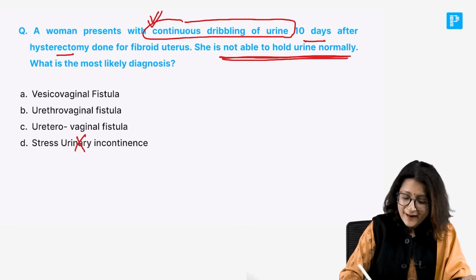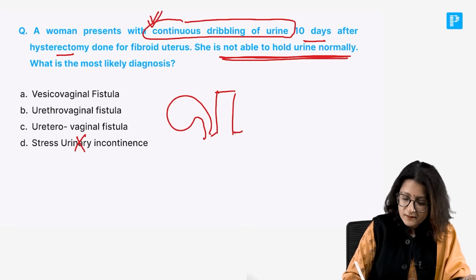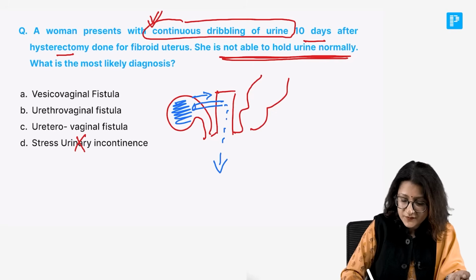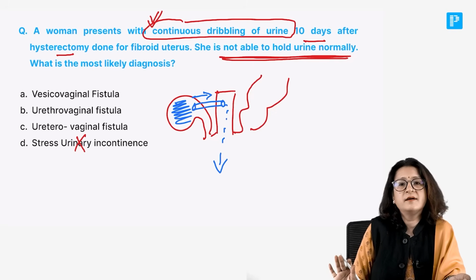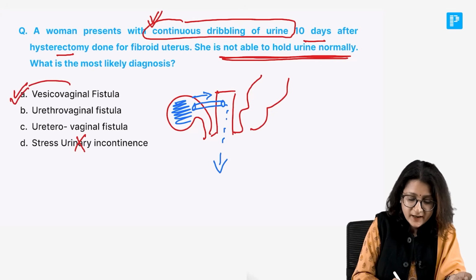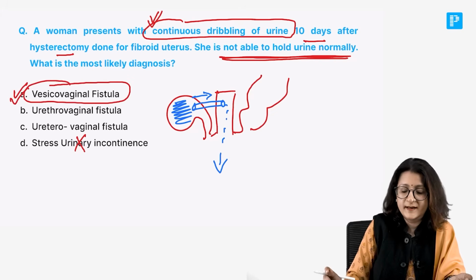Right, so this is the vagina, okay, and this is the bladder. So what has happened here? Maybe there's a fistula here. So whatever urine is filling into the bladder, it is always dribbling from the vagina. She's not able to hold urine in her bladder at all, because whatever is filling up here is dribbling continuously from the vagina. So the answer is vesicovaginal fistula.